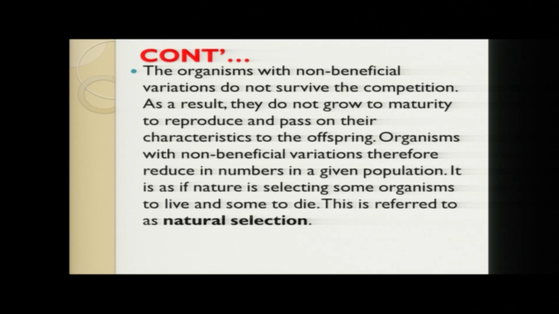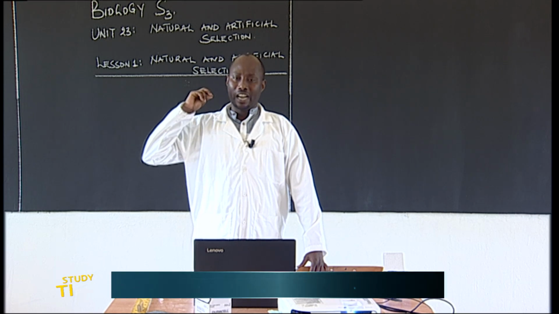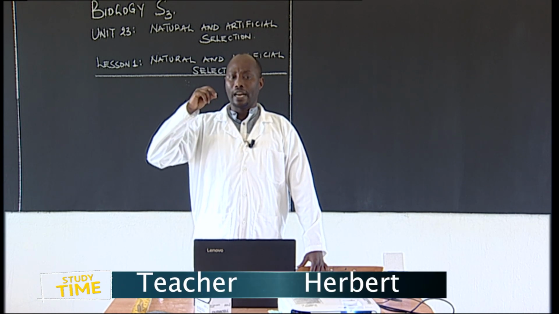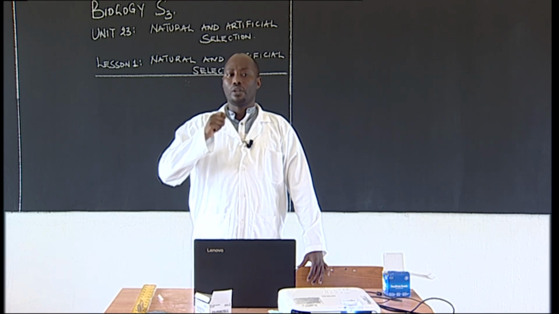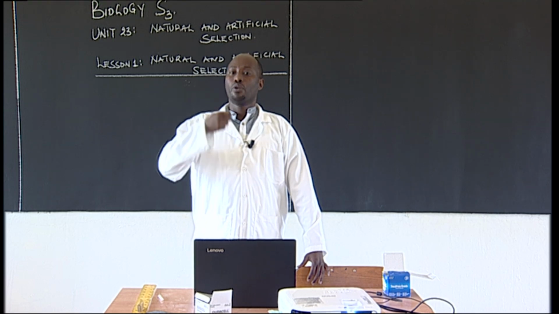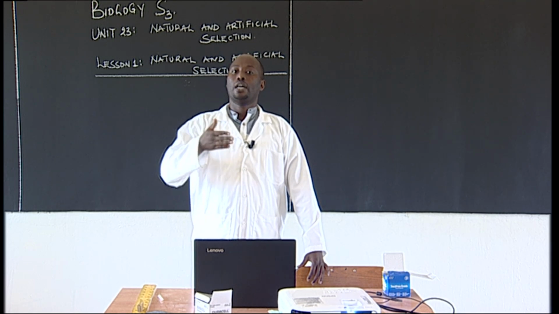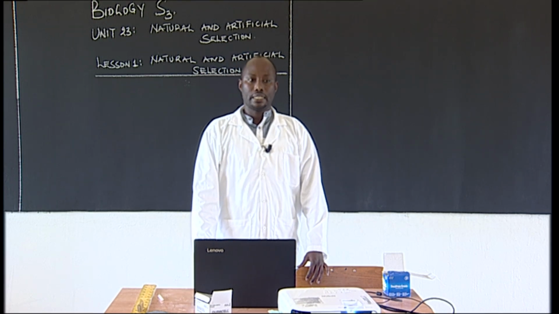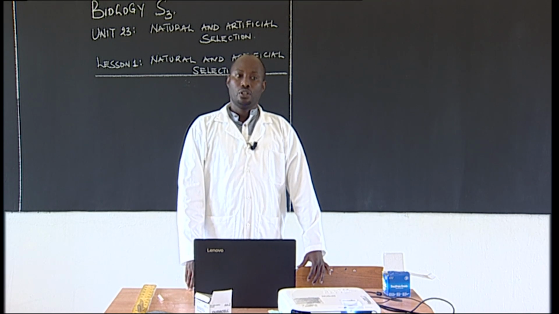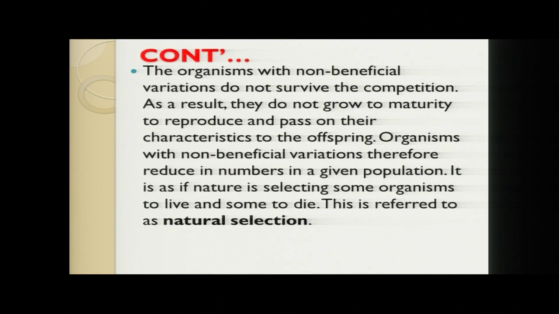If they don't have strong adaptations, if they have non-beneficial variations, it means that they do not survive the competition. They will not survive in the competition, meaning that they will not reach maturity. They will die because they are not able to stand the competition. As a result, they do not grow to maturity, to reproduce and pass their characteristics to their offspring. All right. So organisms with non-beneficial variation therefore reduce in number in a given population. So the number in their population will decrease because they have non-beneficial characteristics or variations.